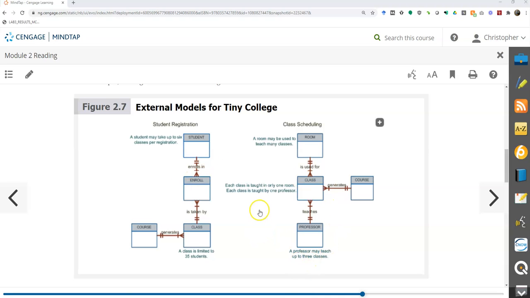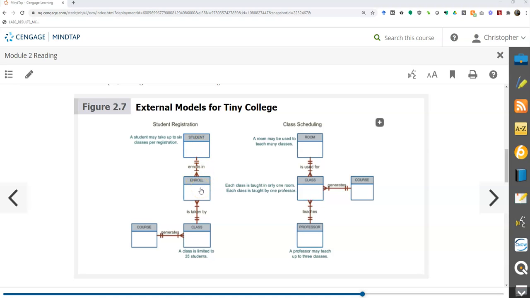So for the registration activity, I guess you would see that a student can enroll in one or more classes. He will have to enroll in one, and if a student does enroll, it would be one student.